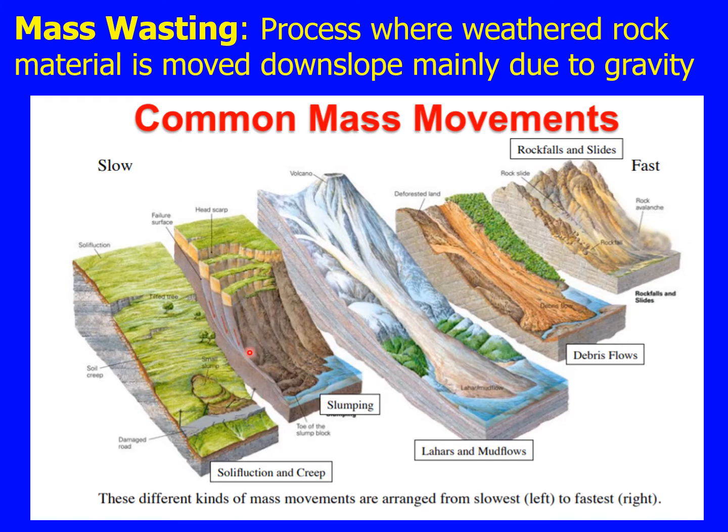Slumps, also called rotational slides. We get those in the LA area too. Lahars and mud flows. Well, a mud is basically silt and clay that are entrained in water. So it's a mix of water, silt, and clay. Well, if the silt and clay materials originated from a volcano or from volcanic materials, we would call that a lahar if it starts to flow.